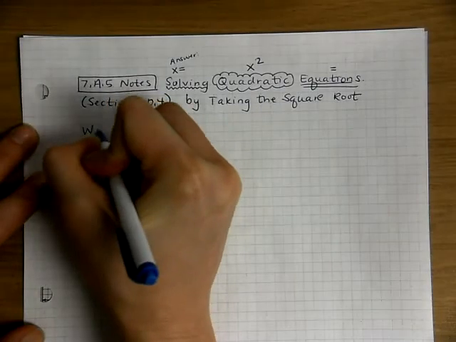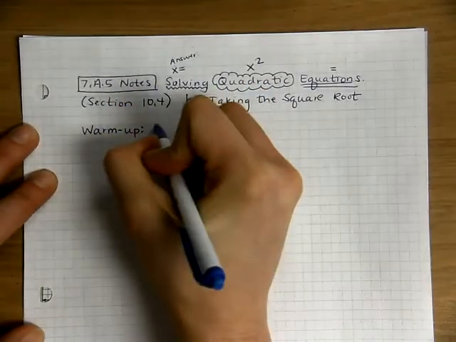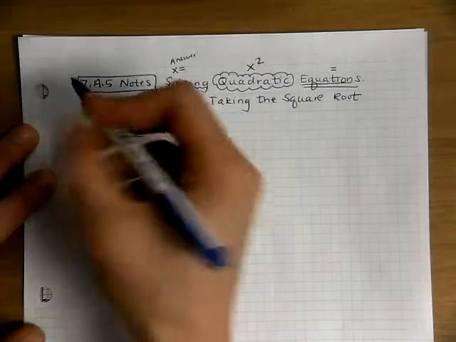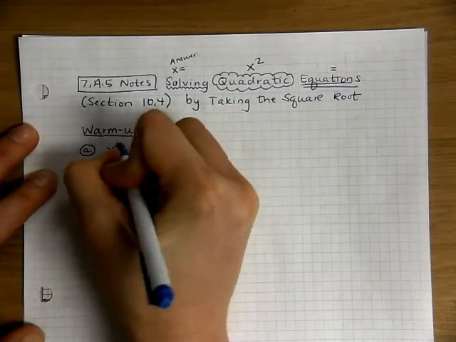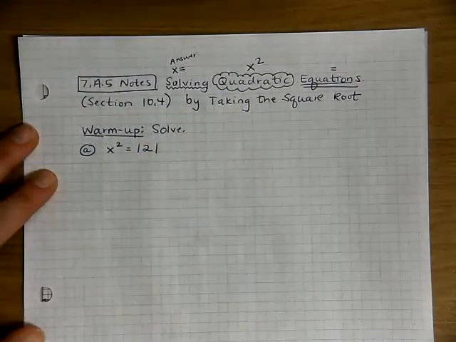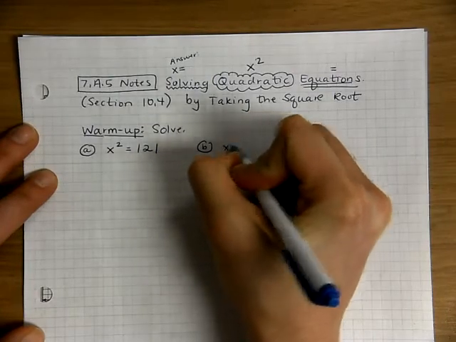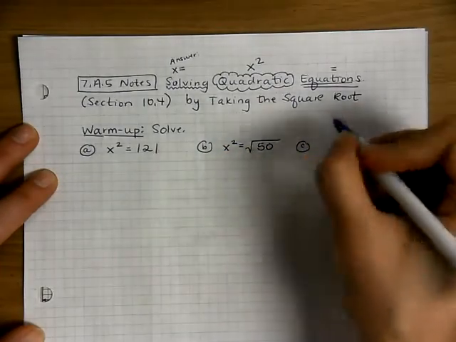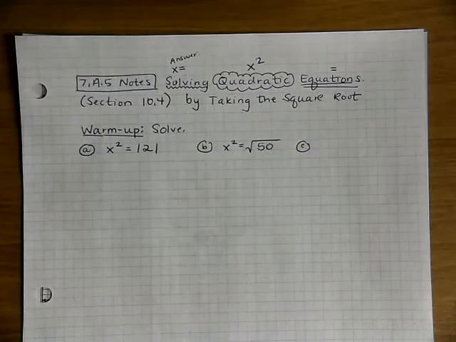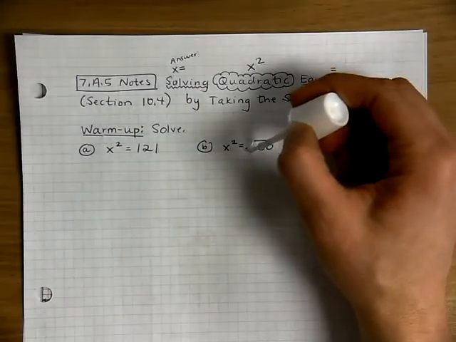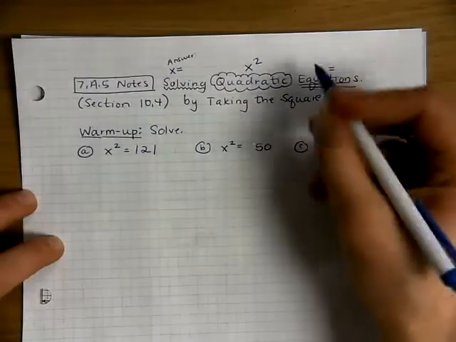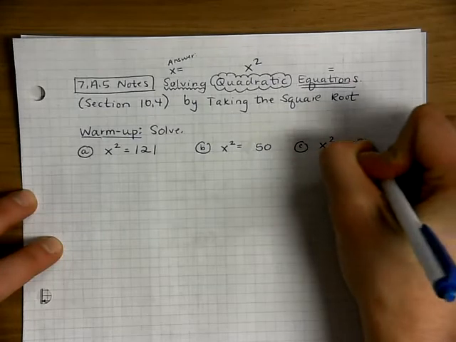So your warm-up, the directions are going to be solve. Remember, when we solve, our final answer should look like x equals, y equals, whatever variable you're solving for equals. For A, we have x squared is equal to 121. For B, x squared is equal to the square root of 50. And C, sorry, not square root of 50, just 50. Let me get my white out. I apologize, guys. x squared equals 50, not square root of 50. There you go. So x squared equals 50. And then finally, x squared equals negative 81.